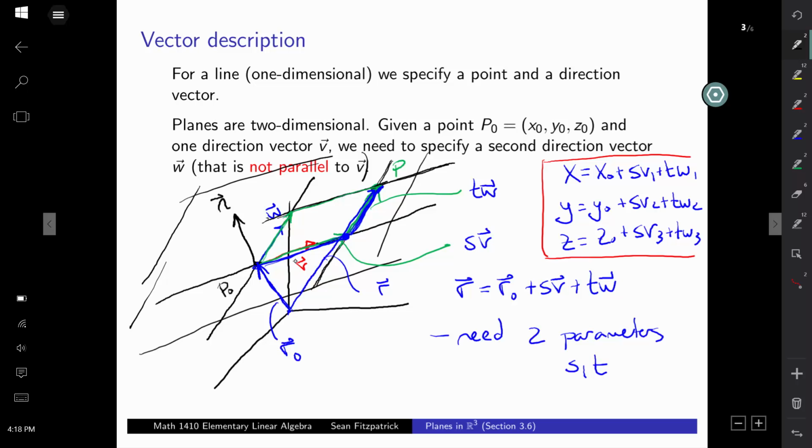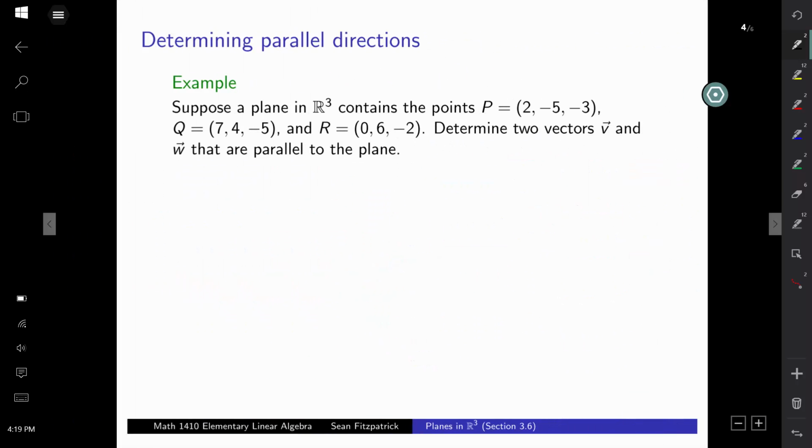So n is perpendicular to both v and w, and if it's perpendicular to both v and w, then it's going to be perpendicular to any linear combination of v and w. So it's perpendicular to every vector in the plane. And if you've gone through the cross product videos, then you know what this n should be. n should be the cross product of v and w. We'll see in the next video, when we do some of the examples, that this is a key construction. This cross product construction to obtain the normal vector is a pretty standard trick when you're working with planes.